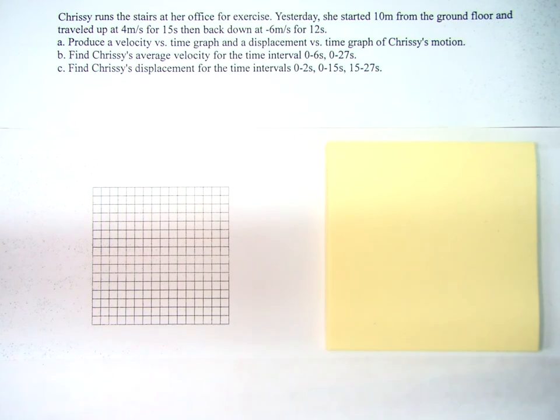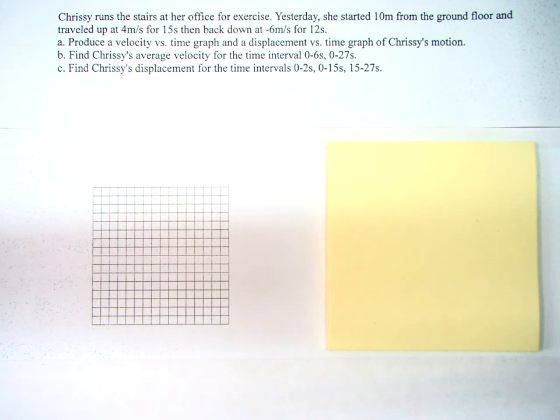So this is her velocity versus time graph information. And so we have to take a velocity versus time graph and convert it to a displacement versus time graph, or a position versus time graph. So the first thing we do is they give us her starting point. It says she starts 10 meters from the ground floor. And that's positive 10 meters.